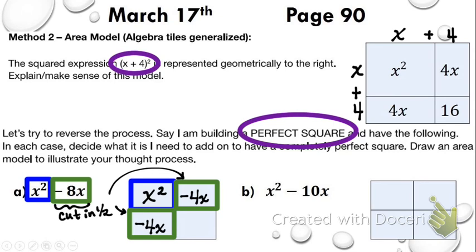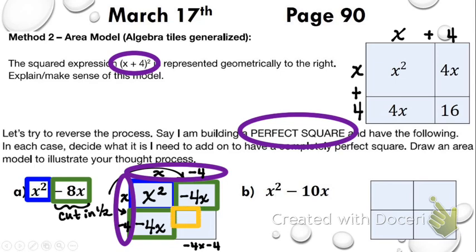So I'm going to think about these sides. How big would this side up here be? Yep. X minus 4. What about the other side? X minus 4 over here as well. Tell me how you got that, Nasiba. Oh, I multiplied negative 4 by negative 4. Absolutely correct. This is what we're going to need if we were going to make a perfect square out of it, right?